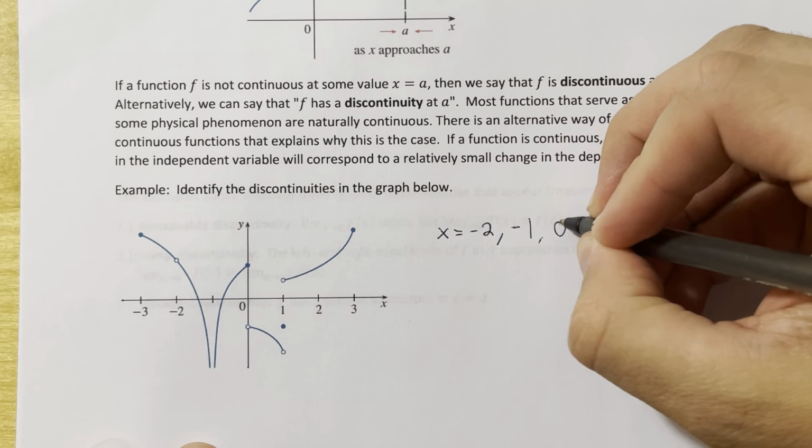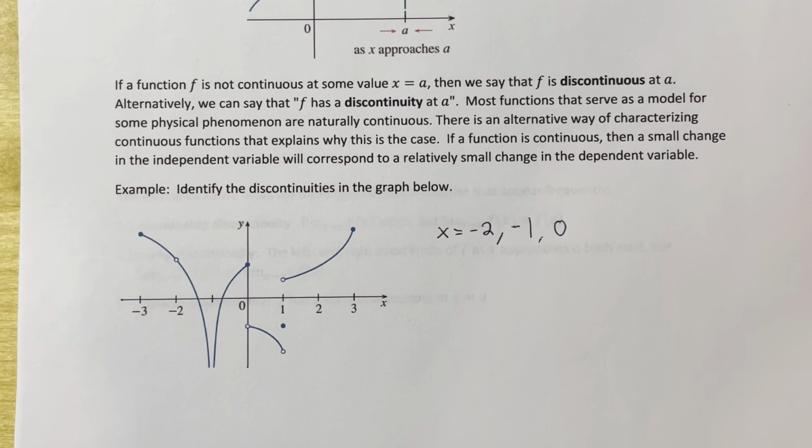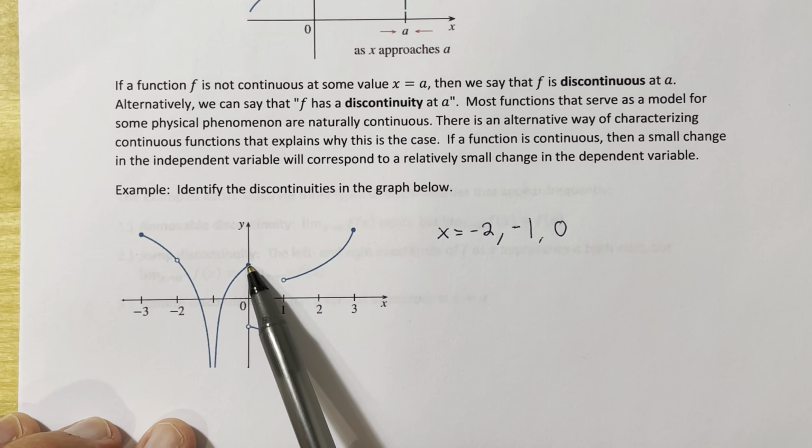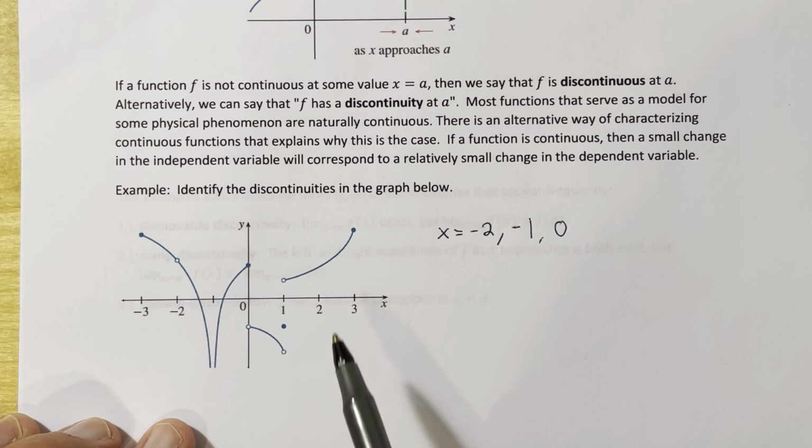Okay, so I'm going to put 0 down. Now, what is the issue here? Well, f of 0 does exist because there's a point here. So whatever number this is on the y-axis, f of 0 is equal to that number.